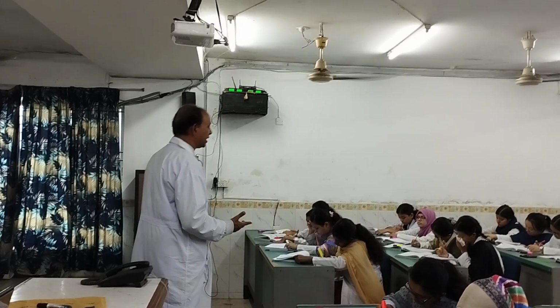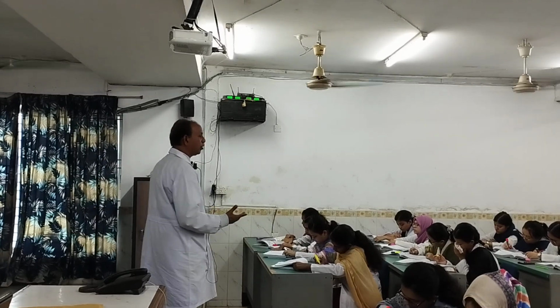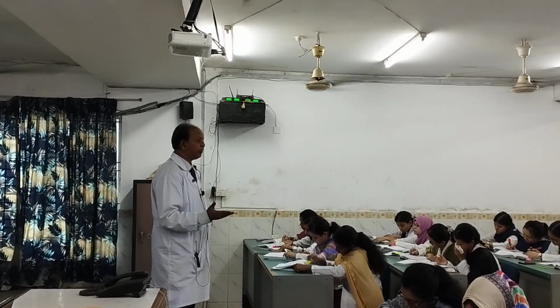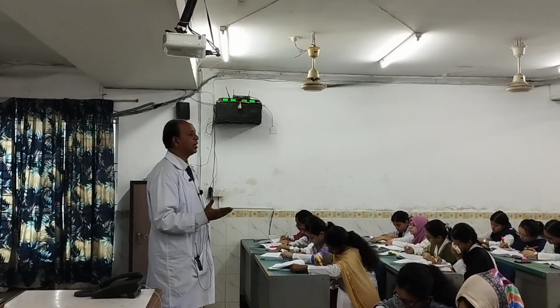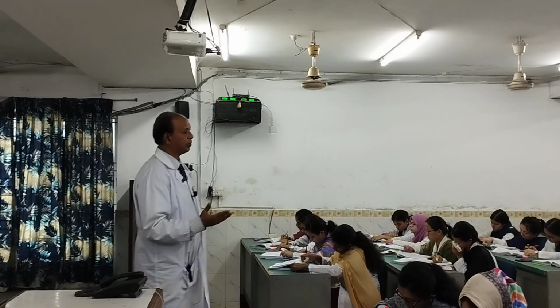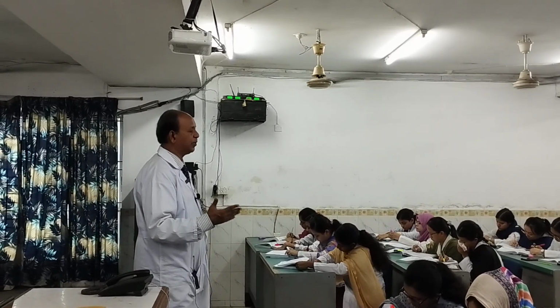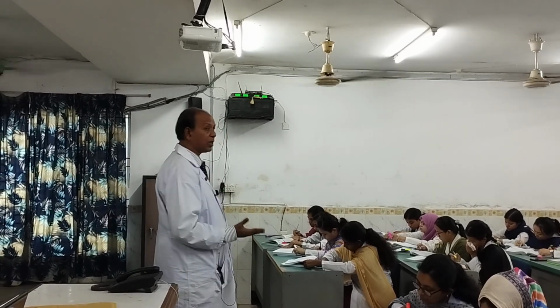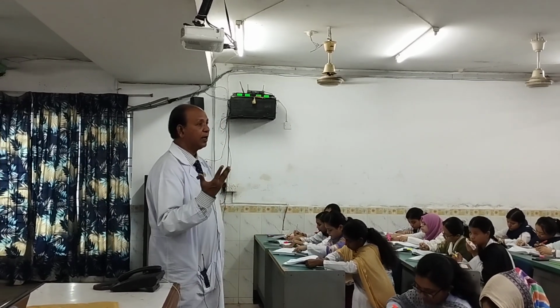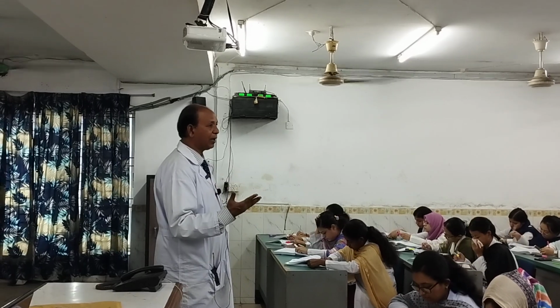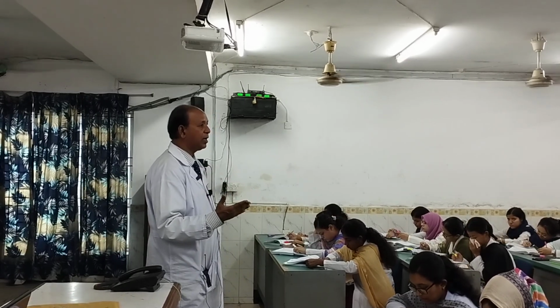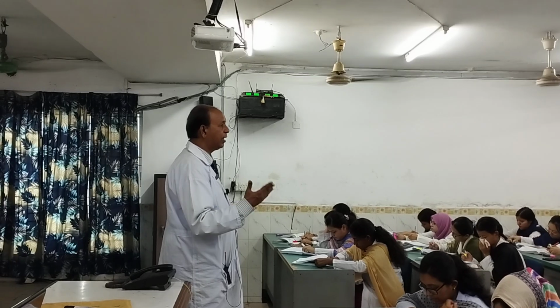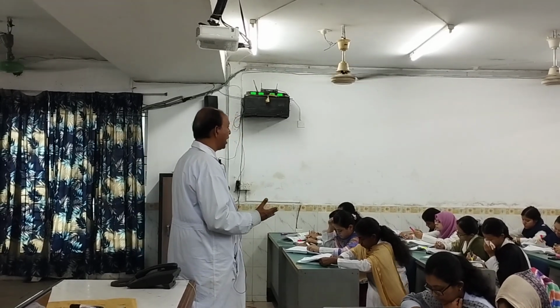Remember this one. Lamivudine should be given 5 to 10 milligram per kg per day in divided doses for 6 months. Remember this. This is the treatment of hepatitis B. So what is the treatment of hepatitis B? Interferon alpha 2B and lamivudine are the drugs of choice for hepatitis B.